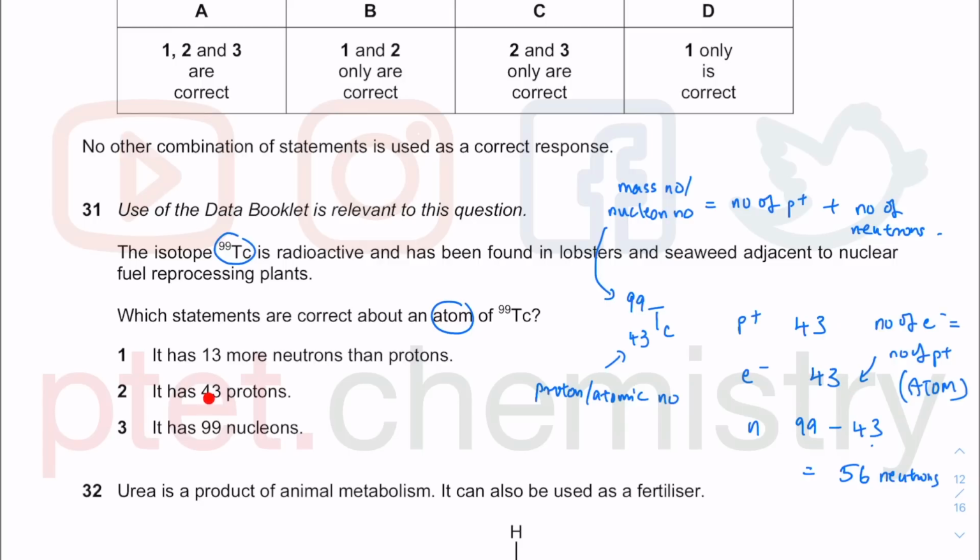So what statements about these are correct? It has 43 protons. That's correct. The proton number is 43. 13 more neutrons than protons. So 56 minus 43, I get 13 extra neutrons than the number of protons. Now it has 99 nucleons. It has 99 as the nucleon, the mass number. So 99 nucleons is entirely correct. So all 3 statements are correct. That's option A there.